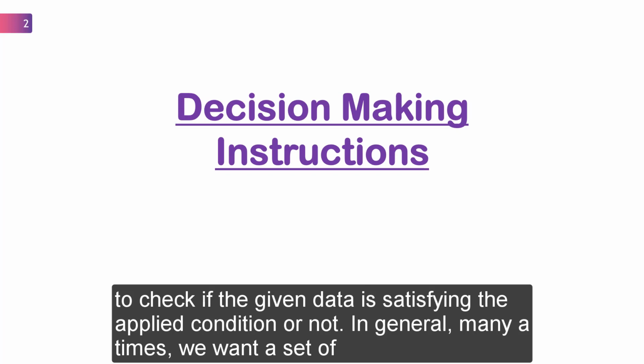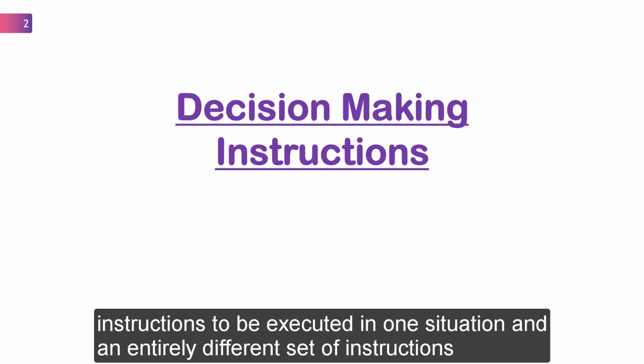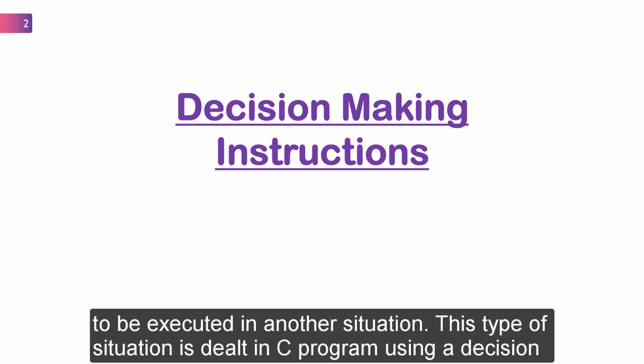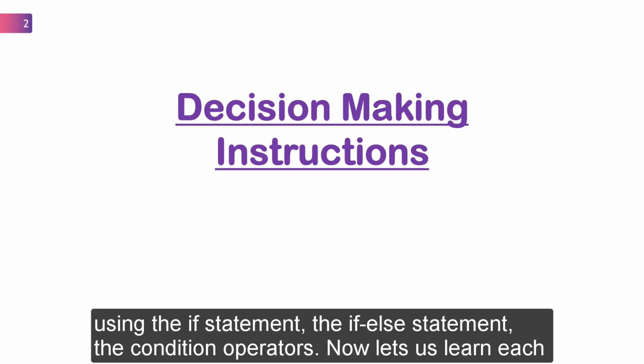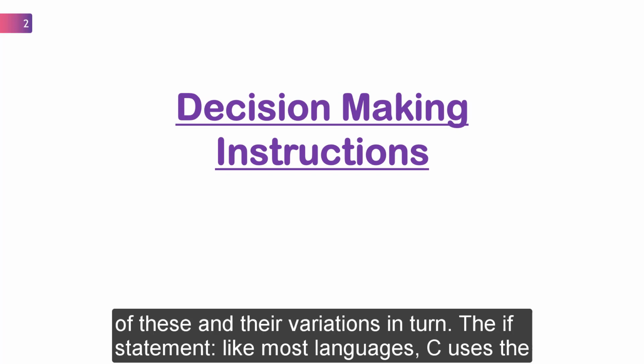In general, many a times we want a set of instructions to be executed in one situation and an entirely different set of instructions to be executed in another situation. This kind of situation is dealt with in a C program using a decision control instruction. As mentioned earlier, a decision control instruction can be implemented in C using the if statement, the if-else statement, and the conditional operators. Now let us learn each of these and their variations in turn.